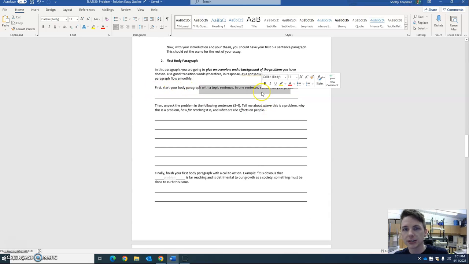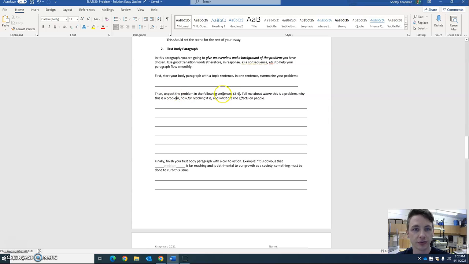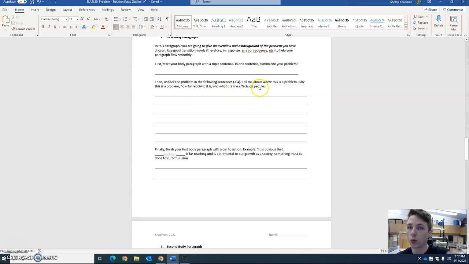First, start with a topic sentence. In one sentence, summarize your problem. So that is going to be the first sentence of your body paragraph 1. Then unpack the problem in the following 3 to 4 sentences. Tell me about where it's a problem, why, how far-reaching it is, and what are the effects on people. That is what's going to go in here.